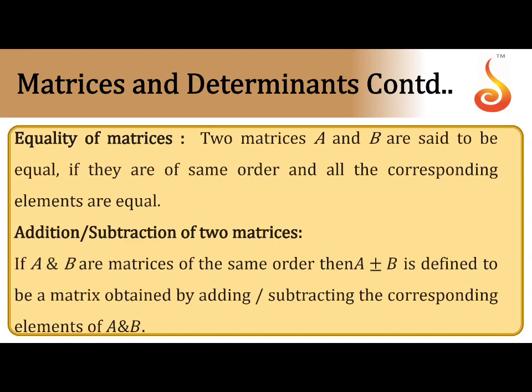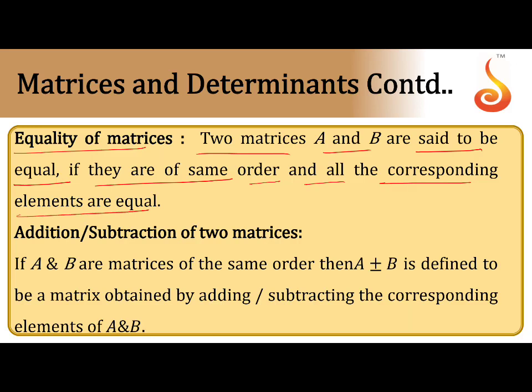Next, equality of two matrices. Two matrices A and B are said to be equal if they are of the same order and all the corresponding elements are equal. They can be rectangular or square, but they must be of the same order and the corresponding elements should be equal. For example, take 1 2 3 4 equal to x y z t. If these two are equal, then x equals 1, y equals 2, z equals 3 and t equals 4. That is the concept of equality of two matrices.